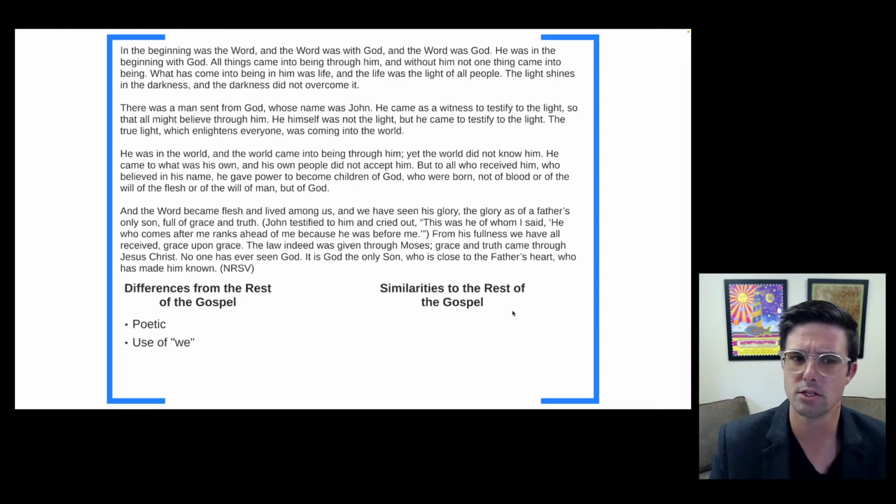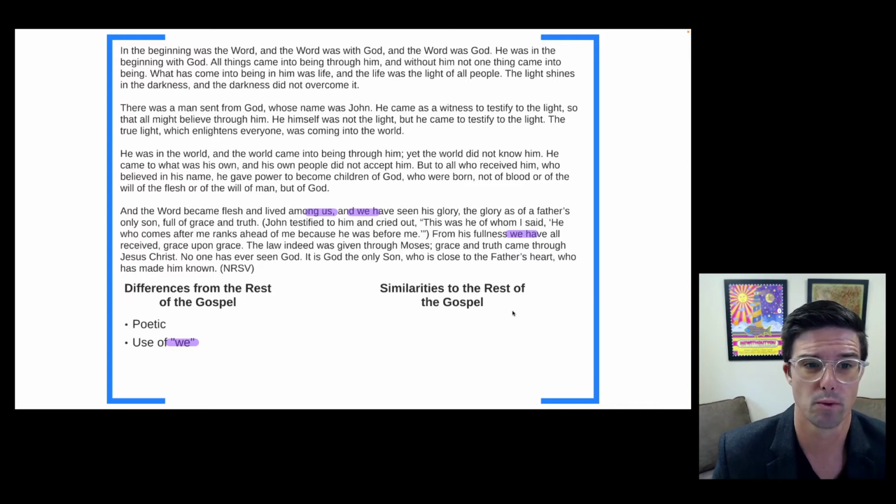We also have this interesting use of the first person plural pronoun, we and us. So I've highlighted this for you in the latter fourth of the prologue. The Word became flesh and lived among us, and we have seen his glory. From his fullness we have all received grace upon grace. So this sort of intrusion of the first person plural appears in the prologue.